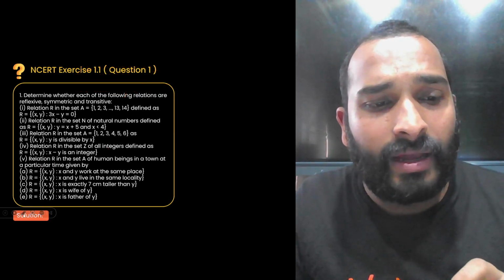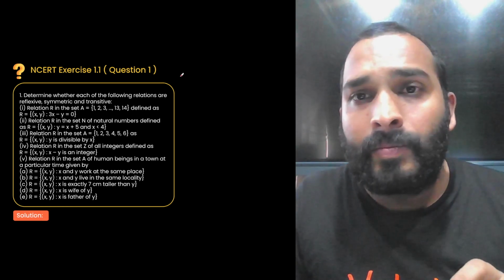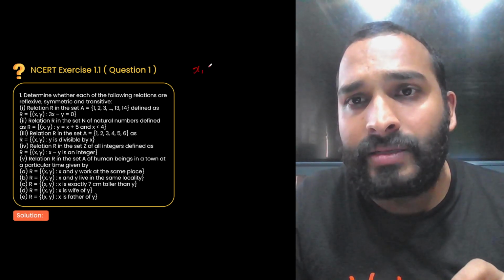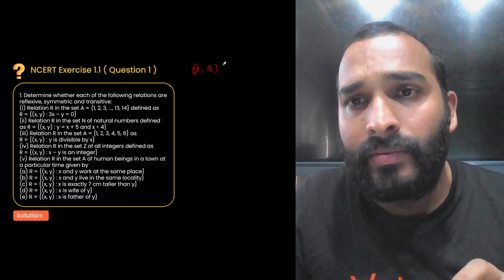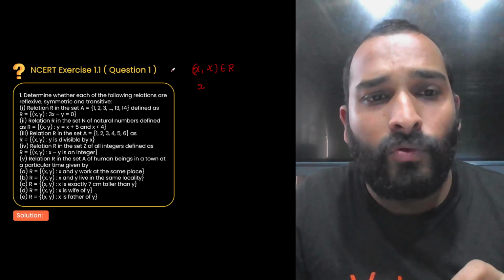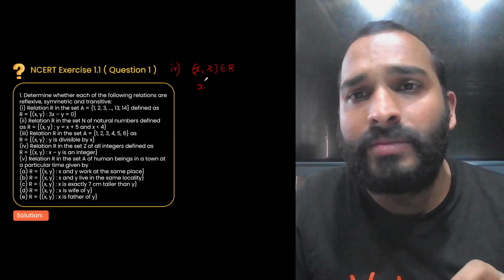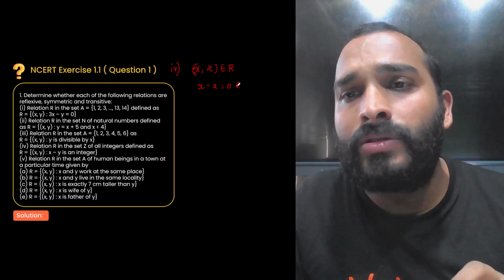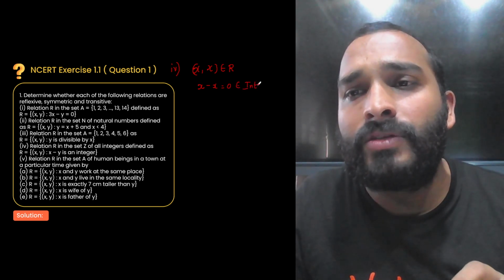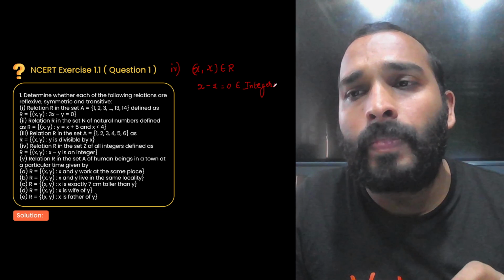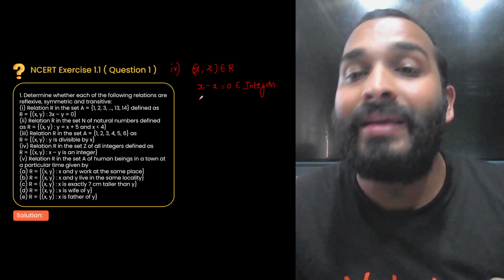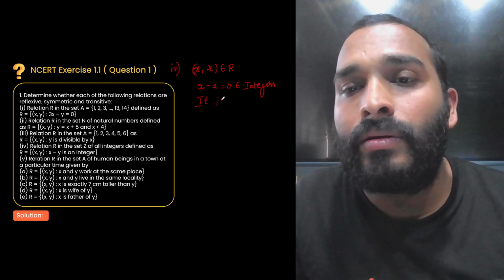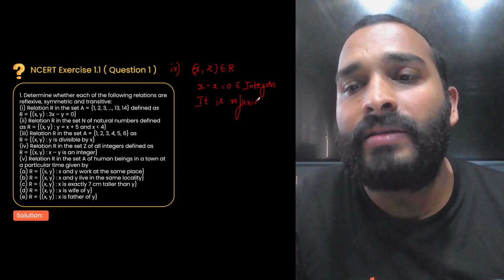For the first case you can write x comma x belongs to R. This is the fourth question you are solving here. Yes, because x minus x will give you 0, which belongs to the set of integers. Yes or no? Now it is reflexive, right students? It is reflexive.